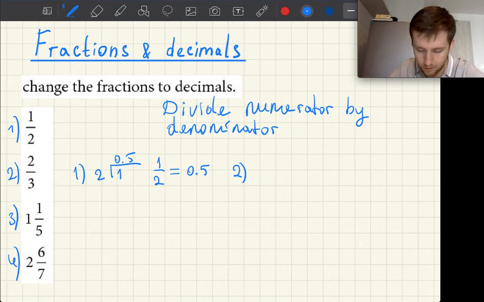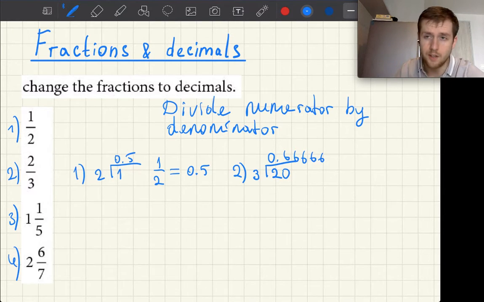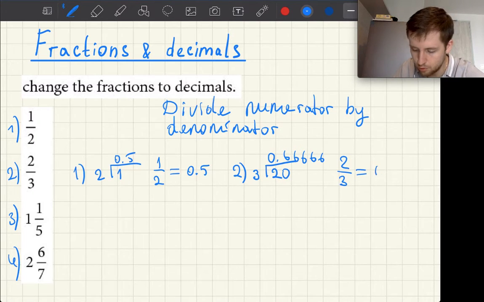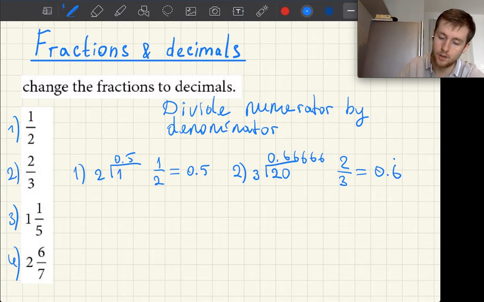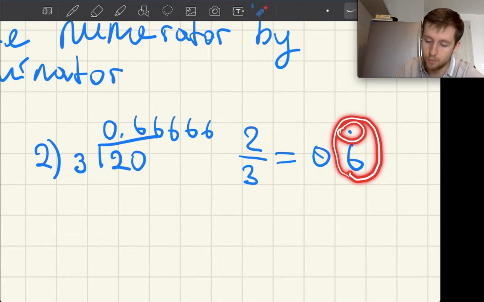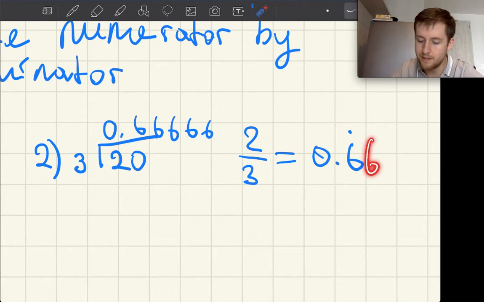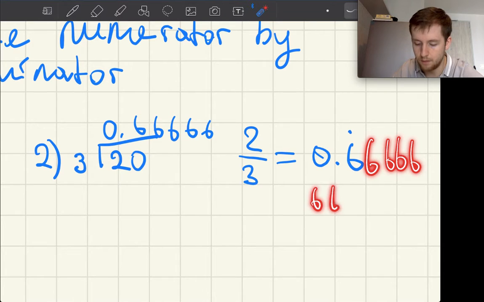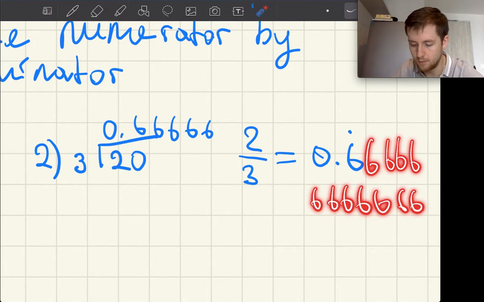So second, we have 2/3. So that's just 2 divided by 3. 2 divided by 3, 0.666666. It's just going to go like this forever. So 2/3 would be equal to 0.6 recurring. So we will talk more about this. This small point on the top means that 6 is repeating indefinitely. So many, many, many times.